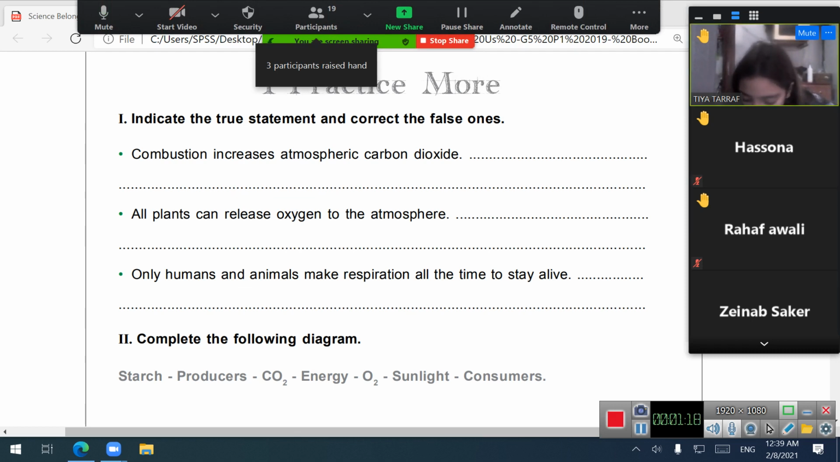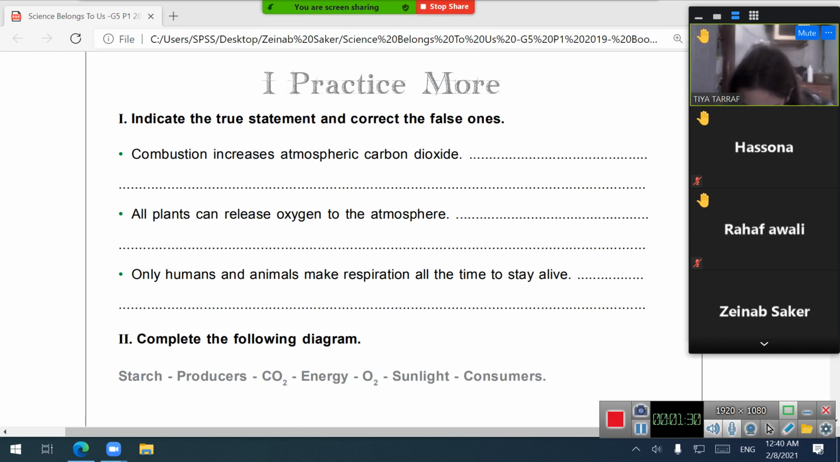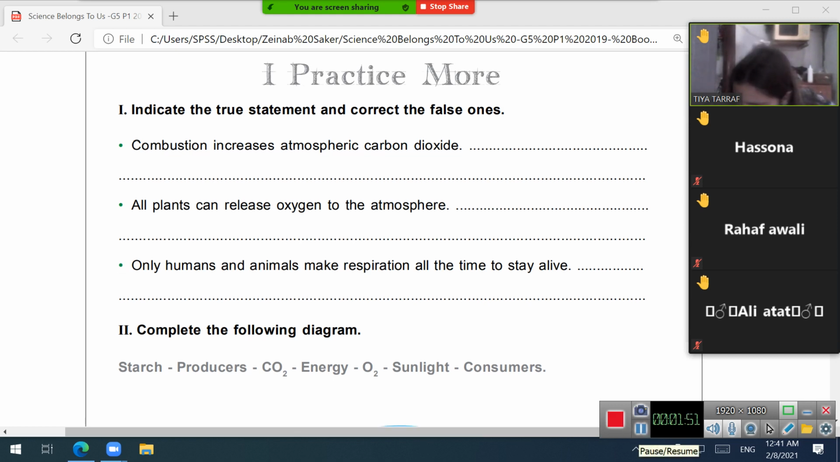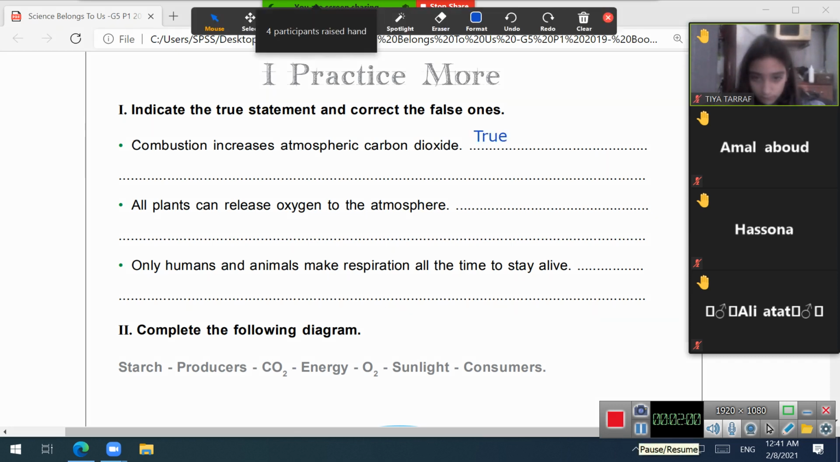Combustion increases atmospheric carbon dioxide. Yes, the combustion, which is the burning process, increases the atmospheric carbon dioxide. It releases the carbon dioxide, releases more. When the carbon dioxide is released into the air, released and released, so is it increase or decrease? Yes, of course increase. So, is this statement true or false? True. Excellent, Tia. So, the first statement is true.